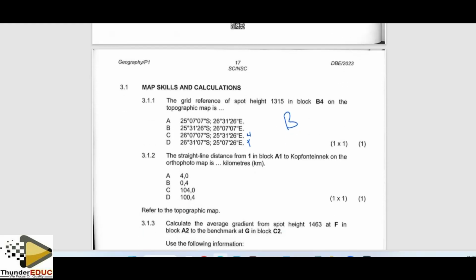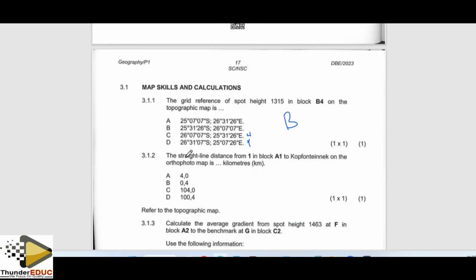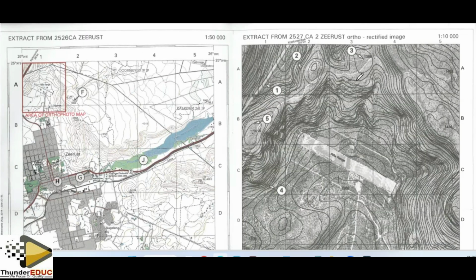Okay, we go forward. They say the straight line distance from 1 in block A1 to Clipfontein on the orthophoto map is dash in kilometers. Okay, let's check on the map. Question says, in block A1, on which map? Orthophoto. We come here, the orthophoto is here. Clipfontein is here.